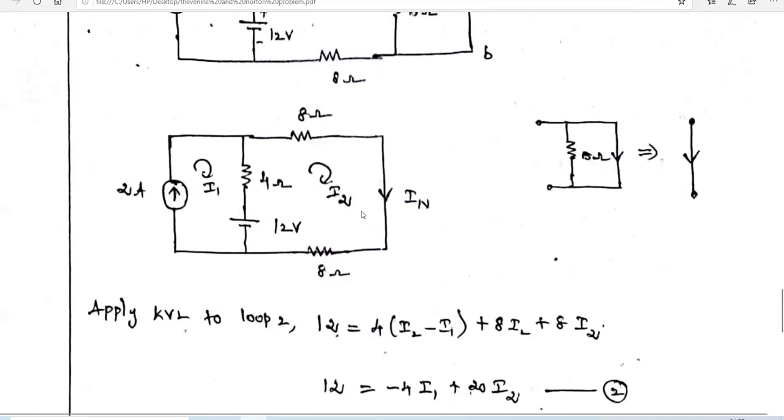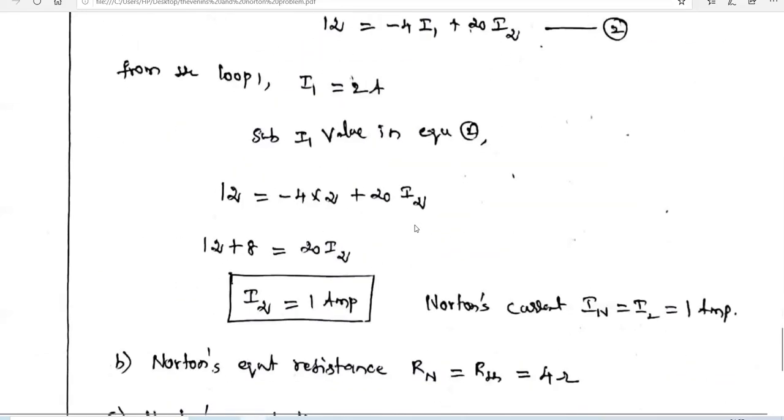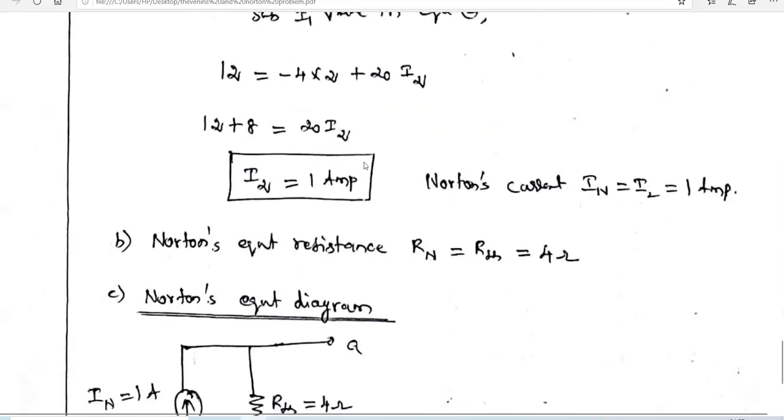Now our aim is to find out the current flowing in this branch. What is the current flowing in this branch? It is nothing but I2. So here, the Norton's current and this second loop current I2 are both the same. From this, we calculated the Norton current. So the Norton current is 1 amp.